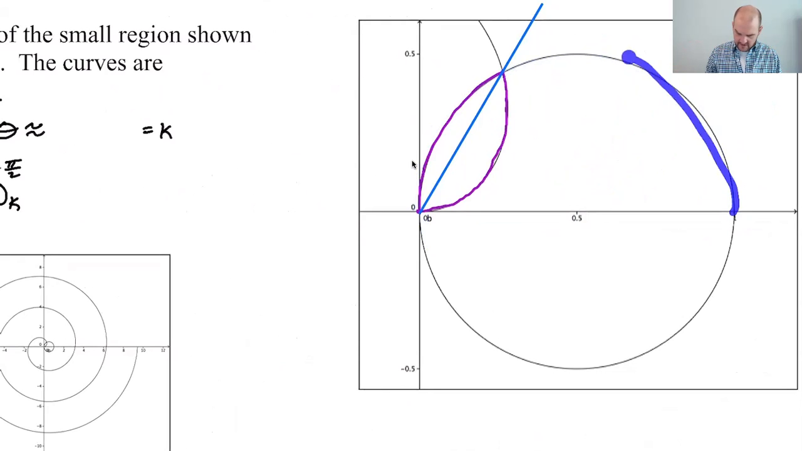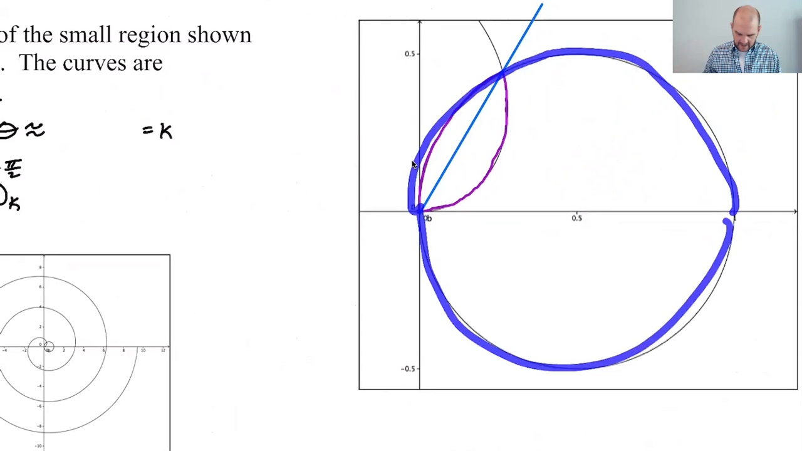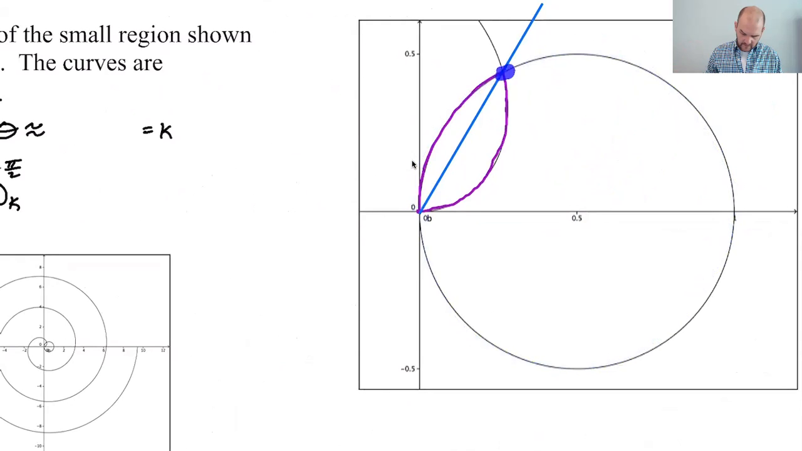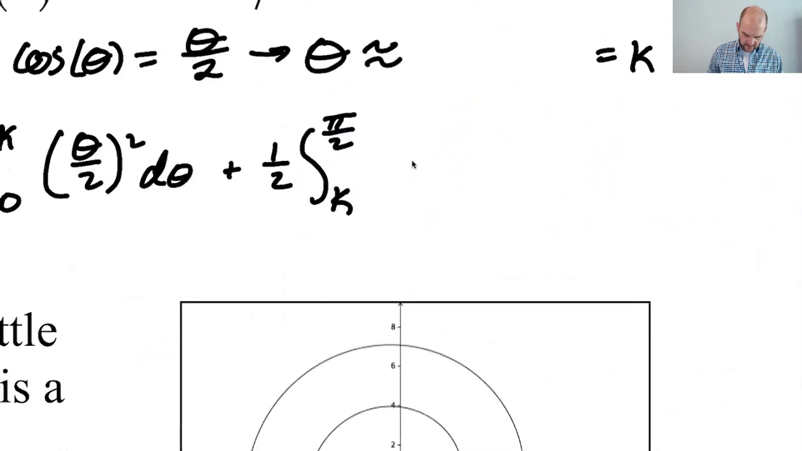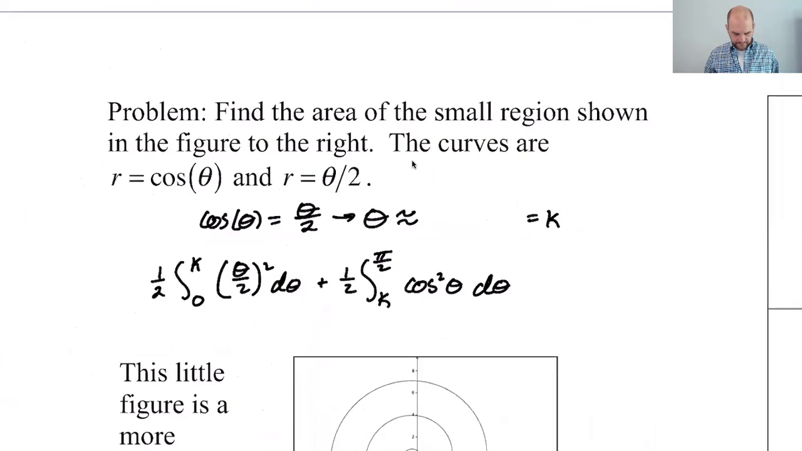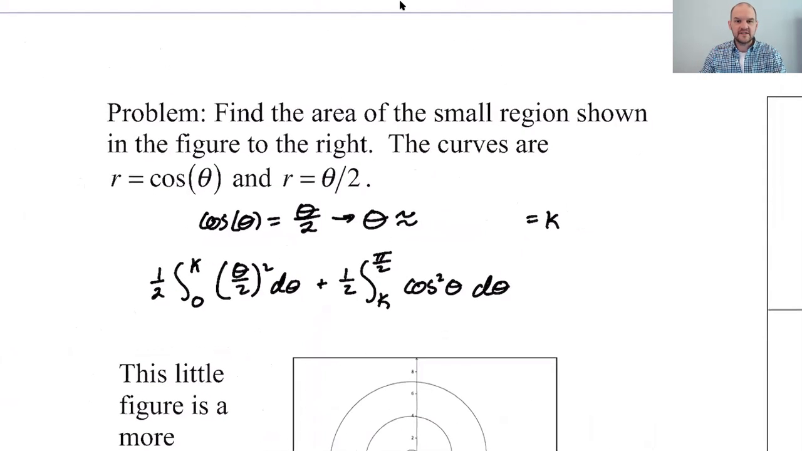Because this goes 0 to pi over 2, pi over 2 to pi, I only need to go from the intersection to pi over 2 of the cosine graph to get the area that I'm looking for. So then that'll be cosine squared of theta d theta. A lot of calculator work here. So let's switch over to the calculator and see if we can do it.